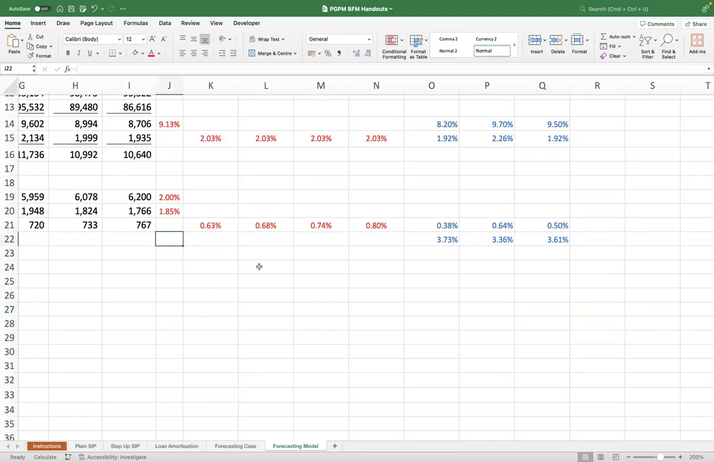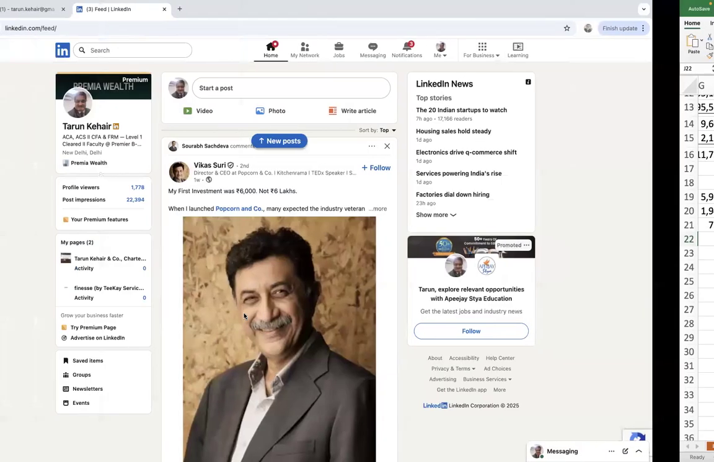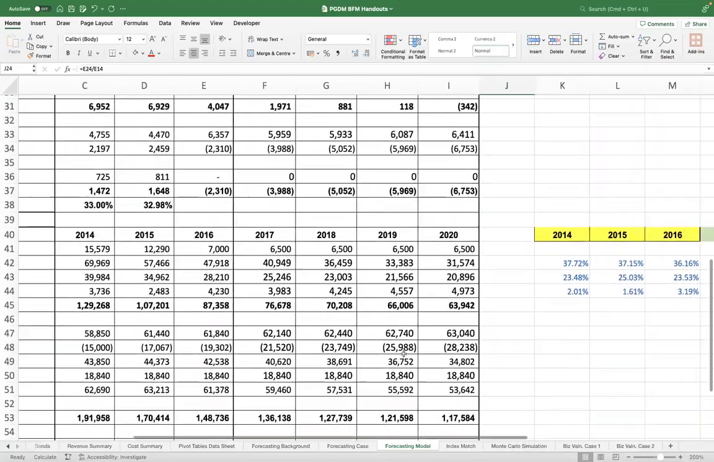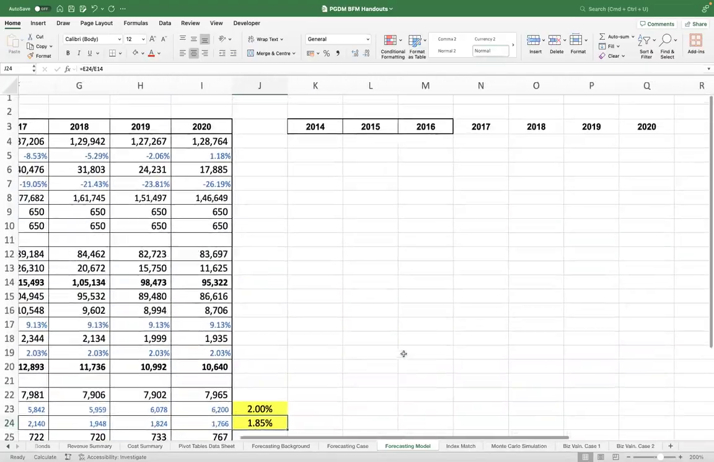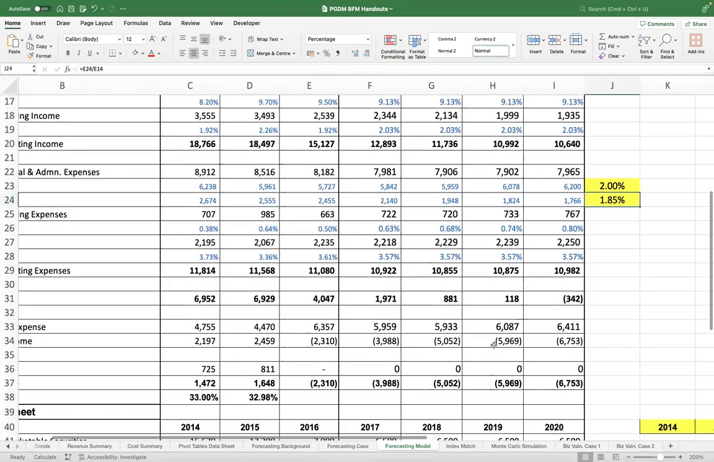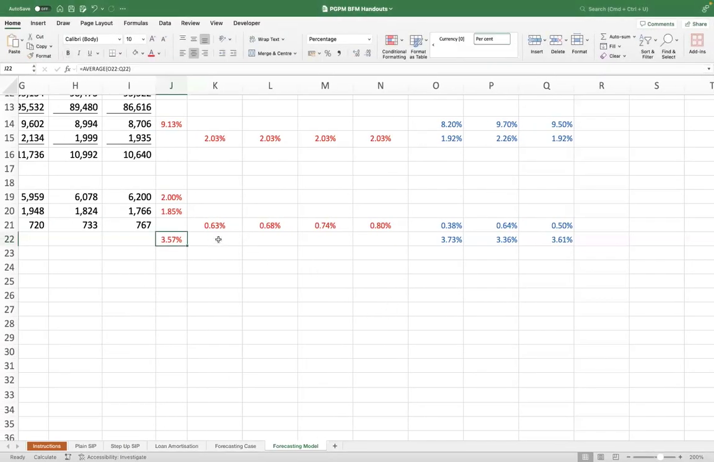Now we need to take the average of these numbers. So take the average of these depreciation rates. Do you get 3.57%? Please check. Which means that I will now have to calculate the depreciation at 3.57% of my gross PPE for each of the years 17 to 20.